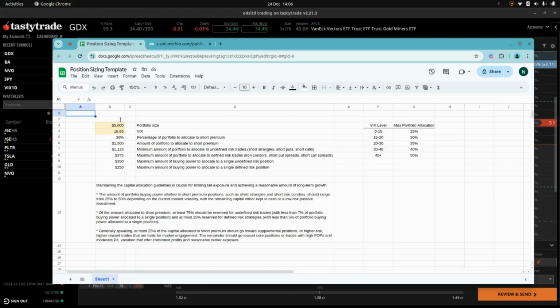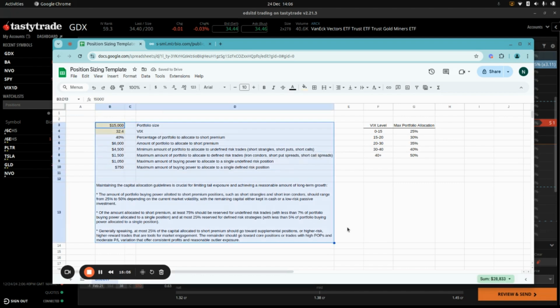And the way it works is you enter in the size of your portfolio at the top. Let's say you've got $15,000. And then below that, you will then enter in what the current VIX level is. Let's say it's 32.4. Everything below will then be automatically calculated for you. And at this point, all you need to do is use this information to form the backbone of your portfolio.